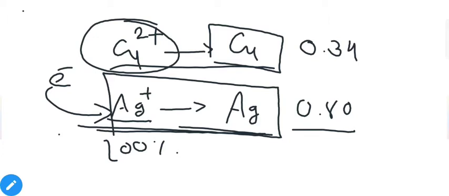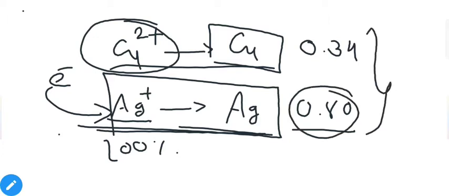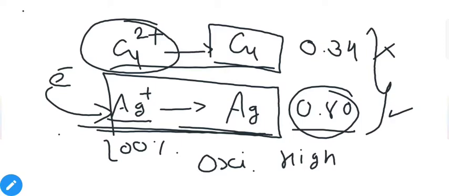In a reduction reaction, the species with the higher reduction potential value will be reduced, or will participate in the reaction, and the lower value won't participate. On the other hand, in an oxidation reaction, that means a reaction occurring on the anode, the higher reduction potential value won't participate in the reaction, but the lower reduction potential value will participate. So for reduction and oxidation we have an opposite relationship.